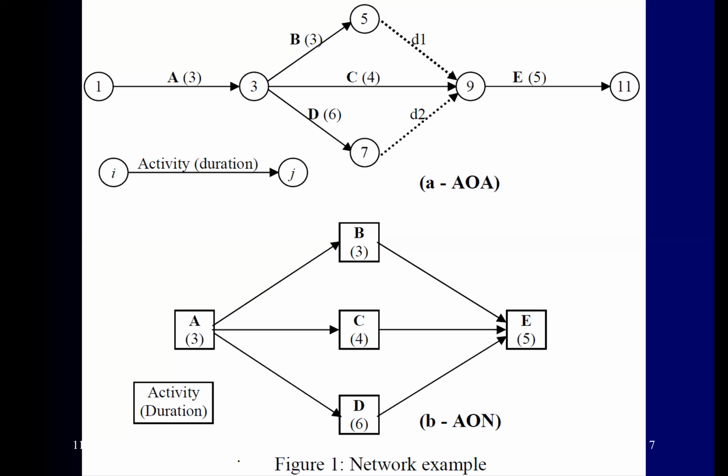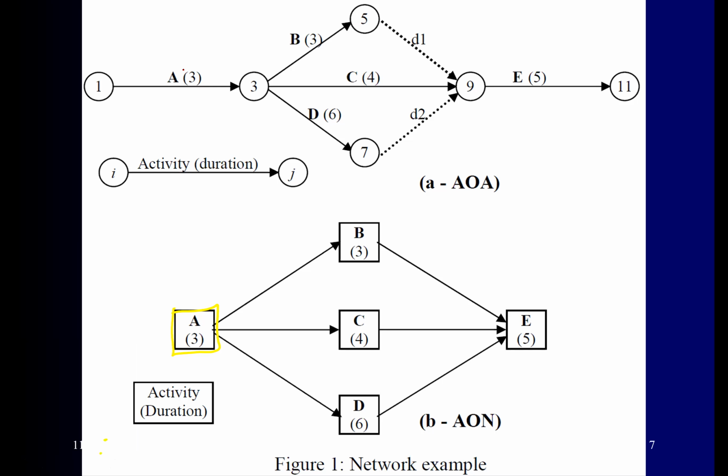Okay, you notice there are A, B, C, D, E activities, and it shows the relationship. Okay, A as the activity A. How do we draw? We simply draw something like this. Okay.